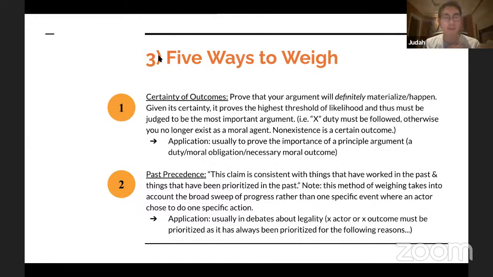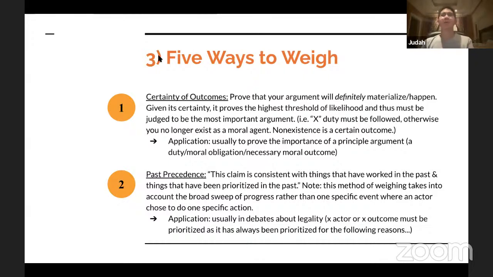And I think this usually applies in more principled debates. It's a bit difficult for you to prove likelihood mechanisms to be certain, just because they're just proving likelihood, they're not proving certainty. So in principled debates, it's usually done to prove the importance of it. So for instance, what is the moral duty? What is their obligation as an actor? What is the necessary moral outcome? That's how you can win with a principle argument.